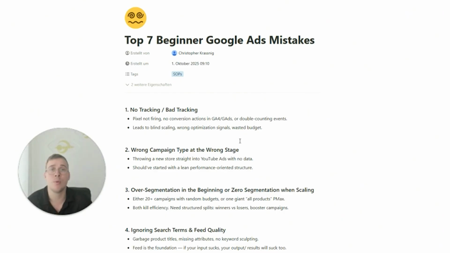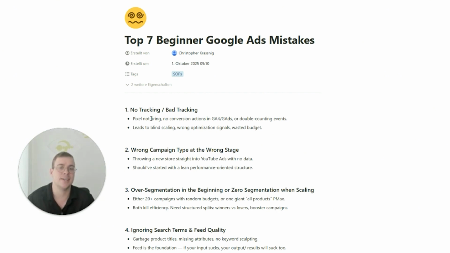Mistake number one, the most common one and one of the most detrimental ones as well. It can have a huge impact on your performance, and that's obviously if you have no tracking, bad tracking, insufficient tracking, even double tracking, all of that stuff. And we see it often. You have some random pixel install, it's kind of working, but not really tracking properly.